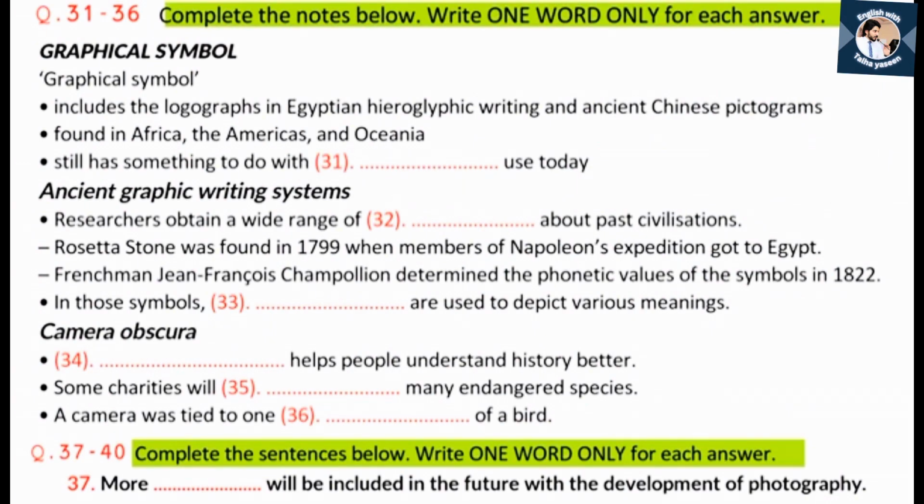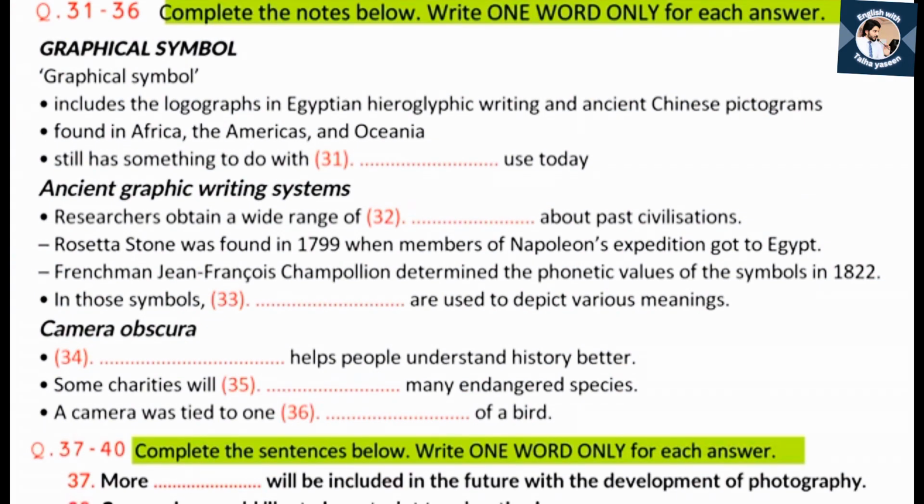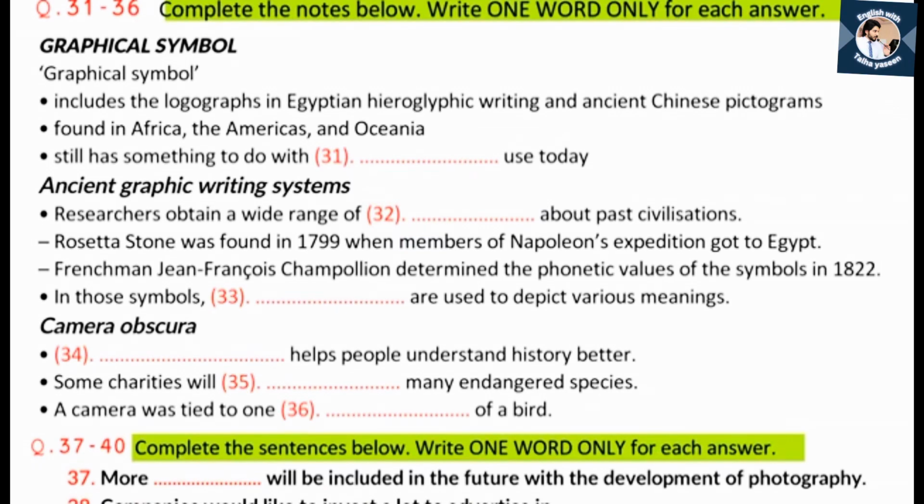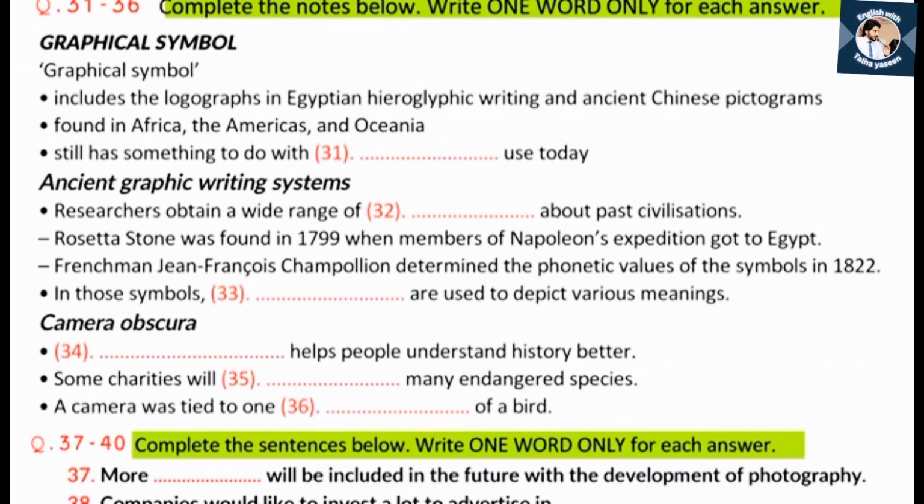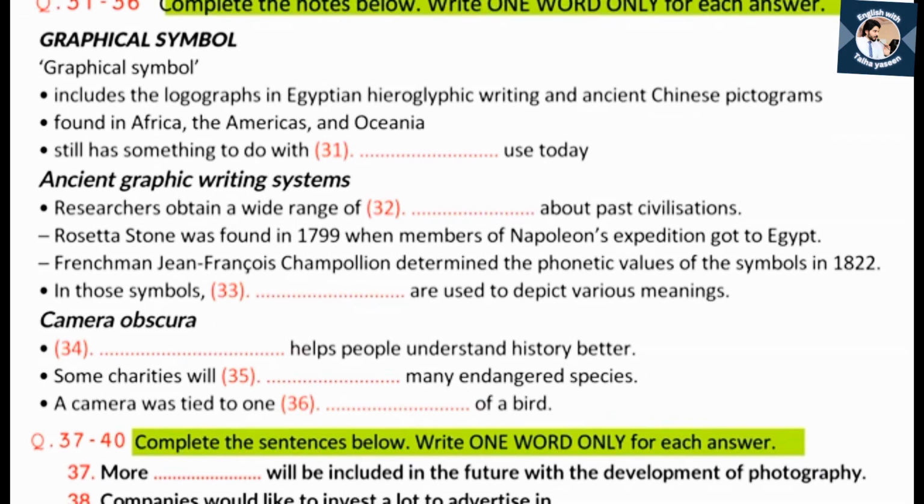Good morning, everyone. Today I'm going to talk about the graphical symbol. A graphic symbol is a written symbol that is used to represent speech, such as those used in the Greek alphabet. The term graphic symbol encompasses anything from the logographs used in Egyptian hieroglyphic writing to ancient Chinese pictograms.